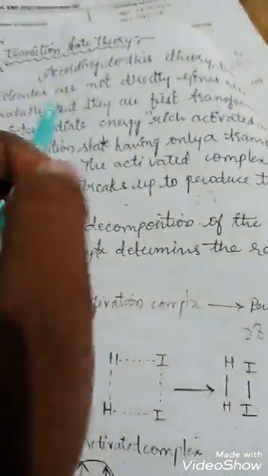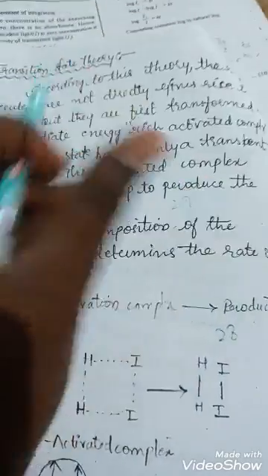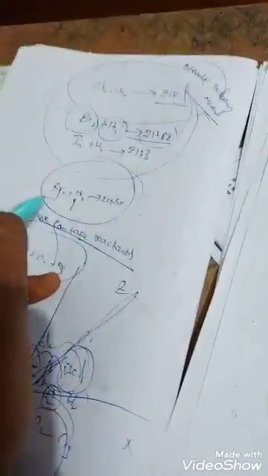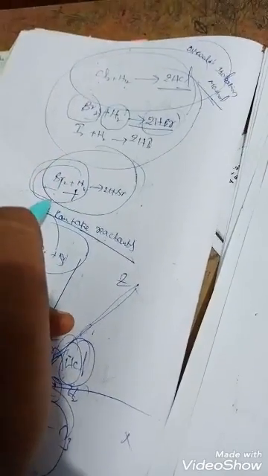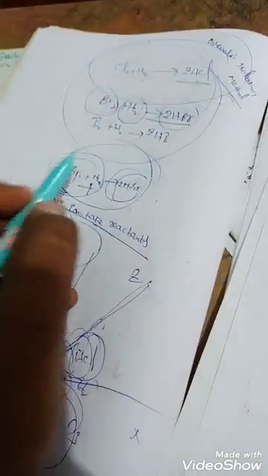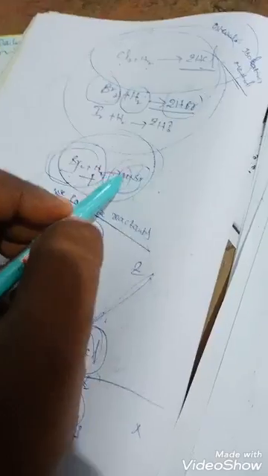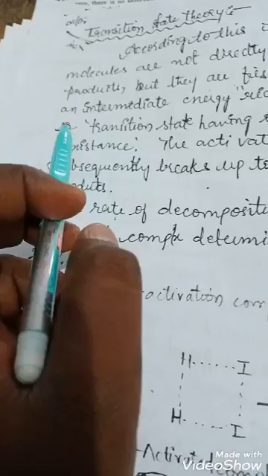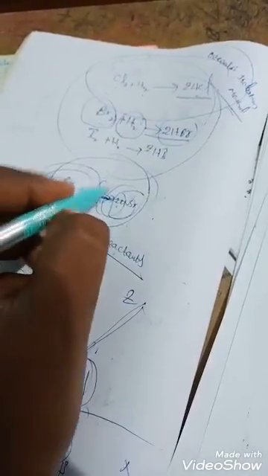According to this theory, the reactant molecules do not directly give rise to products. Reactants here are Br2 and H2, and they do not give rise directly to products. Why? Because they are first transformed into an intermediate energy state. In this arrow mark, one intermediate energy state is formed.